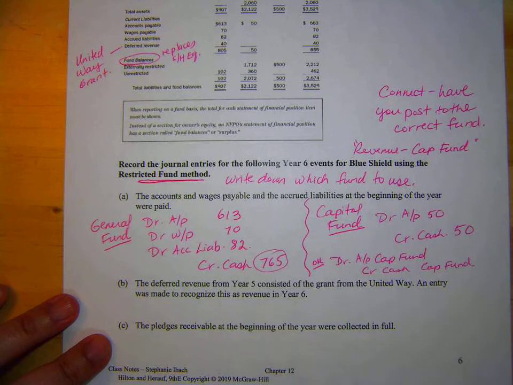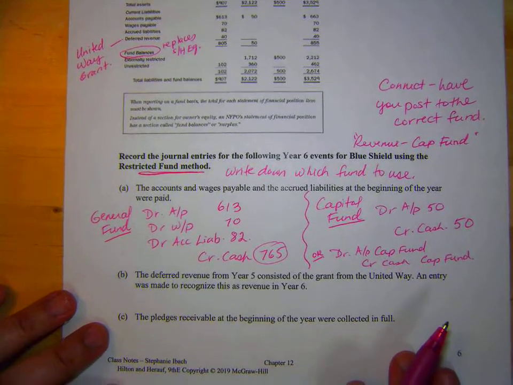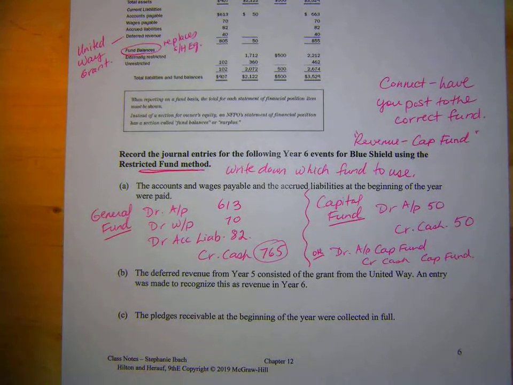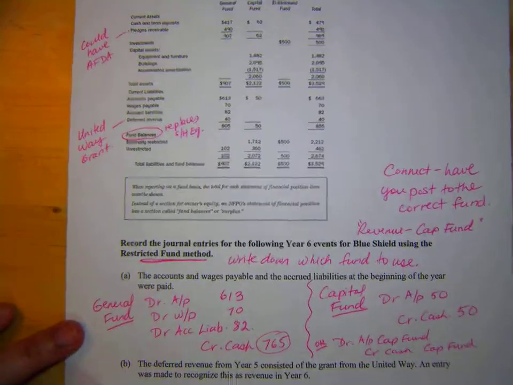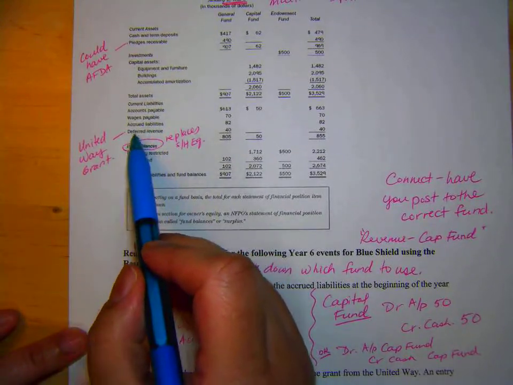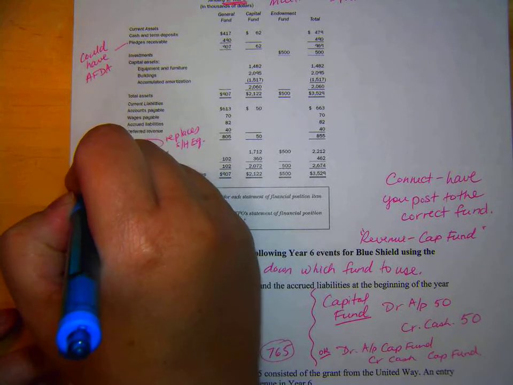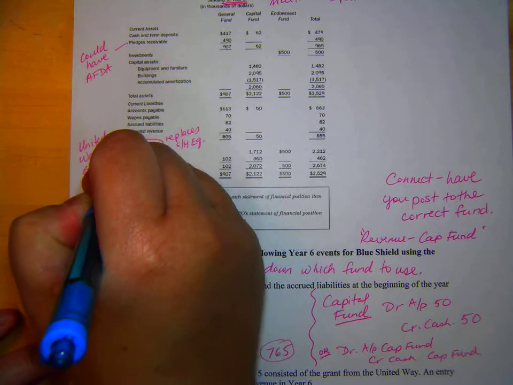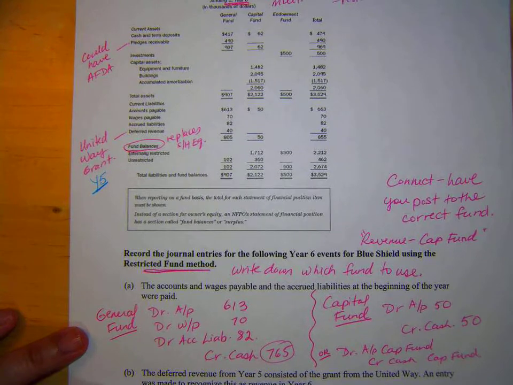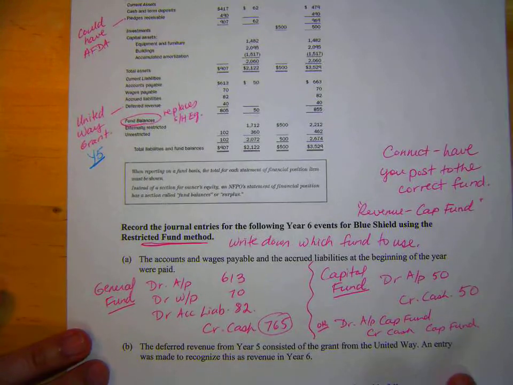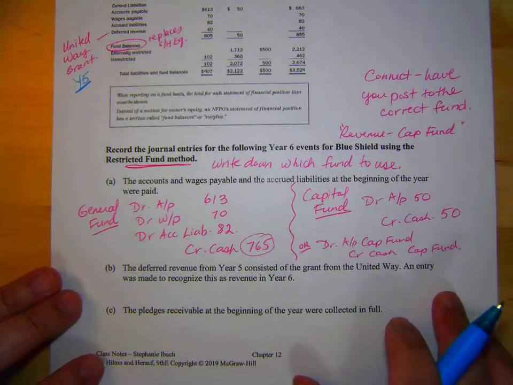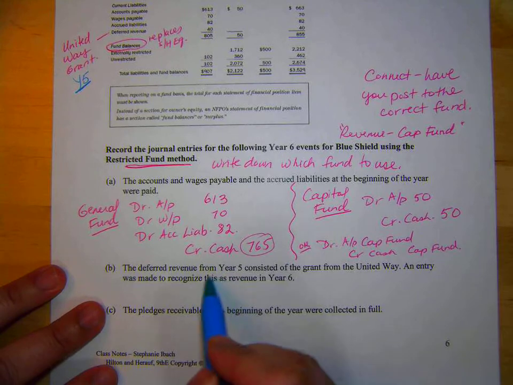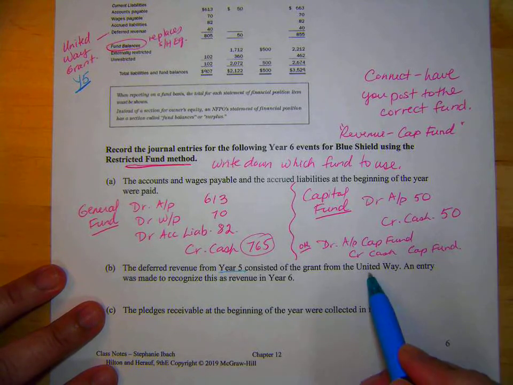Okay, now we said that there was deferred revenue of the United Way grant, and that would have been from year 5 because it's received in November and it's for the next year. So it was deferred last year because it's restricted in that we can only use it this year. So the deferred revenue from year 5 was the grant from United Way. We need to recognize this in year 6. So that's the general fund.